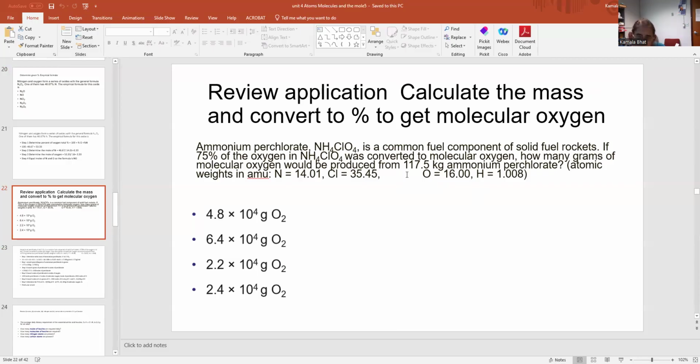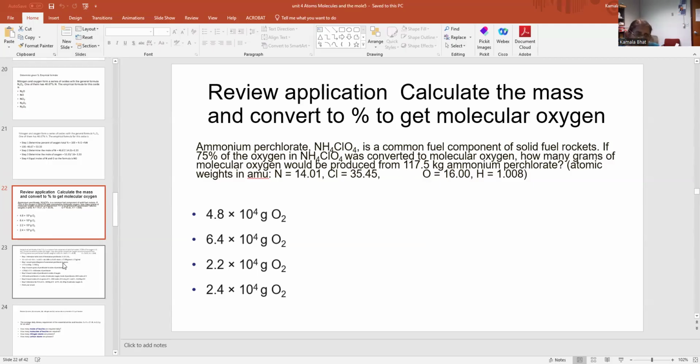The problem is this: ammonium perchlorate, NH4ClO4, is a common fuel component of solid fuel rockets. If 75% of the oxygen in ammonium perchlorate was converted to molecular oxygen, how many grams of molecular oxygen would be produced from 117.5 kilograms of ammonium perchlorate? You're given the atomic masses of nitrogen, chlorine, oxygen, and hydrogen. And one of these answers is the correct one.